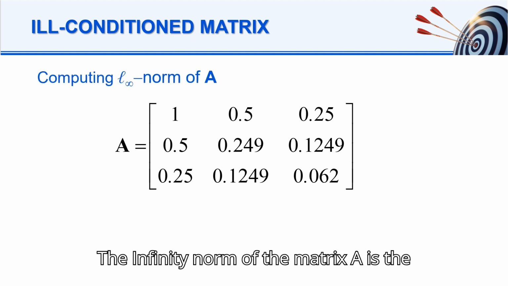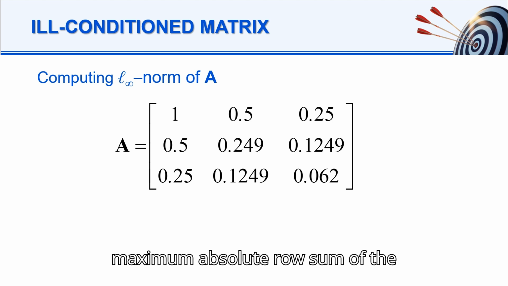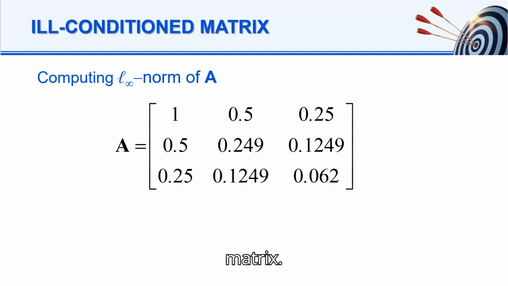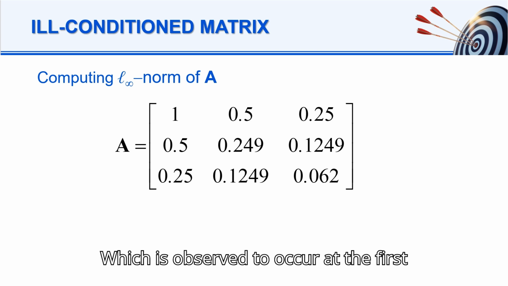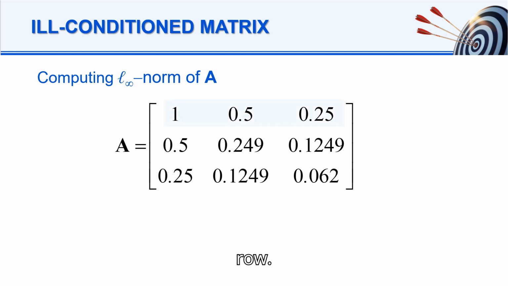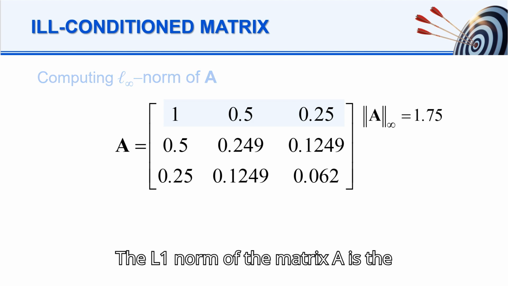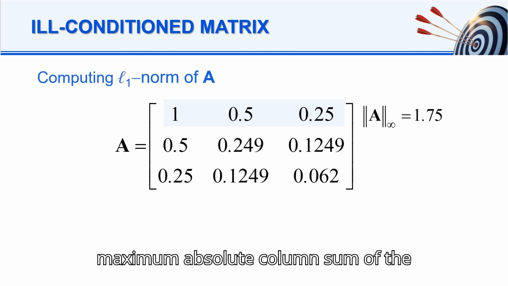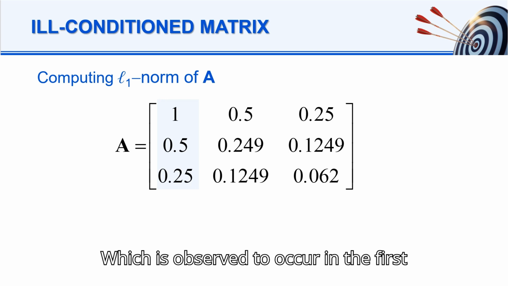The infinity norm of the matrix A is the maximum absolute row sum of the matrix, which is observed to occur at the first row. The L1 norm of the matrix A is the maximum absolute column sum of the matrix, which is observed to occur in the first column.